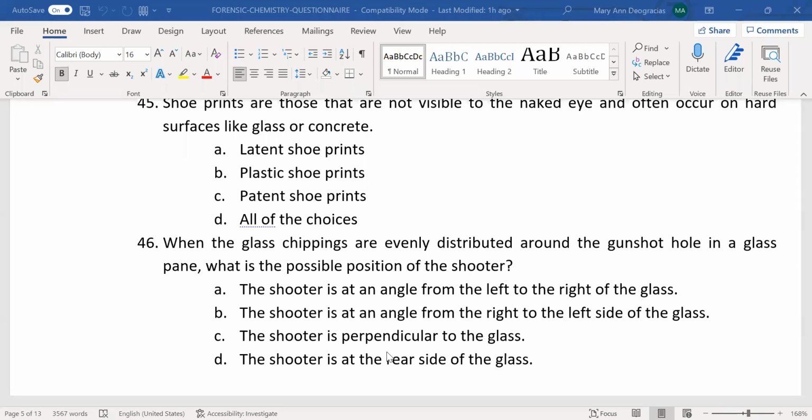So there is an even distribution of the glass chips, meaning yung cracks around the gunshot wound are evenly distributed. So meaning nakatapat yung shooter doon sa glass pane. Okay? Next.